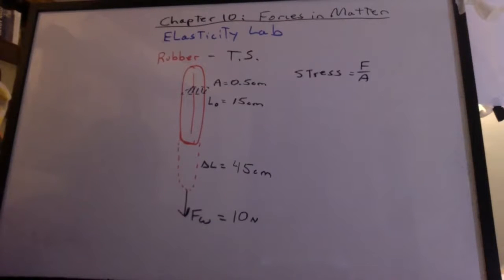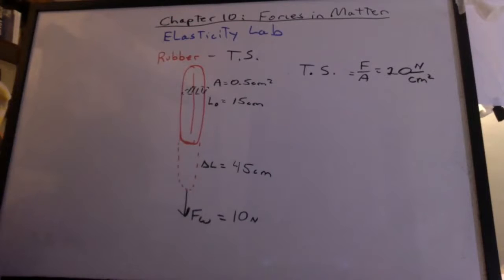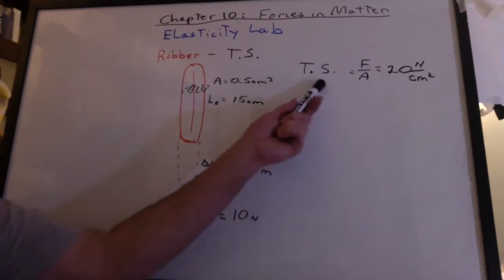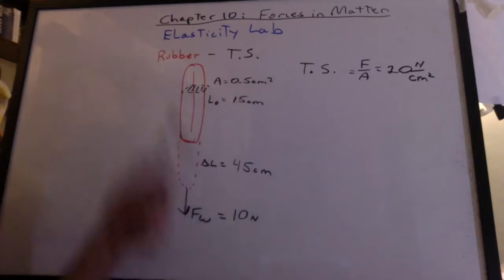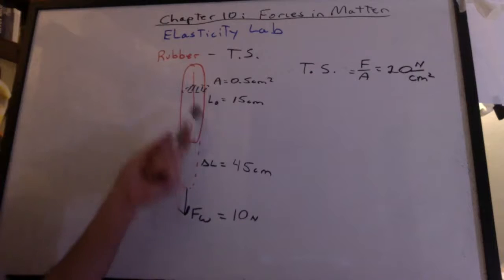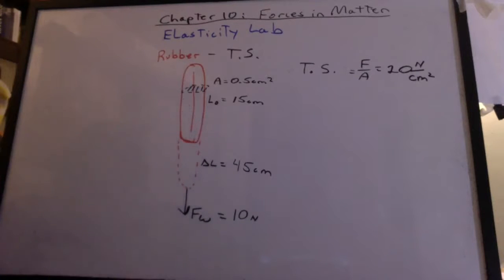Now we know stress is force per area, but this is a special force. That's the force at which it breaks. So we'll call this tensile strength. 10 newtons divided by 0.5 centimeters squared, and we get 20 newtons per centimeter squared. Now you might think that's the tensile strength just for this rubber band. It's for rubber itself, so that if I change the geometry of this rubber band, I'll be able to calculate how strong it will be.